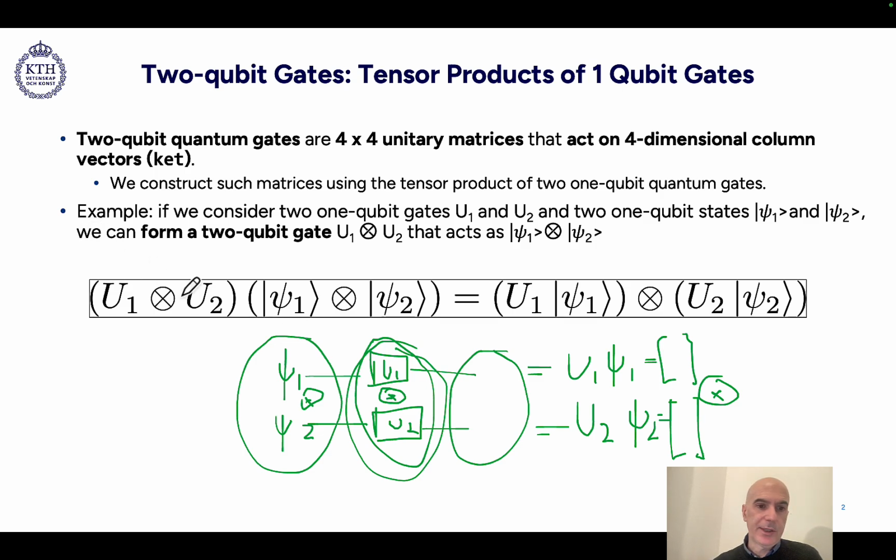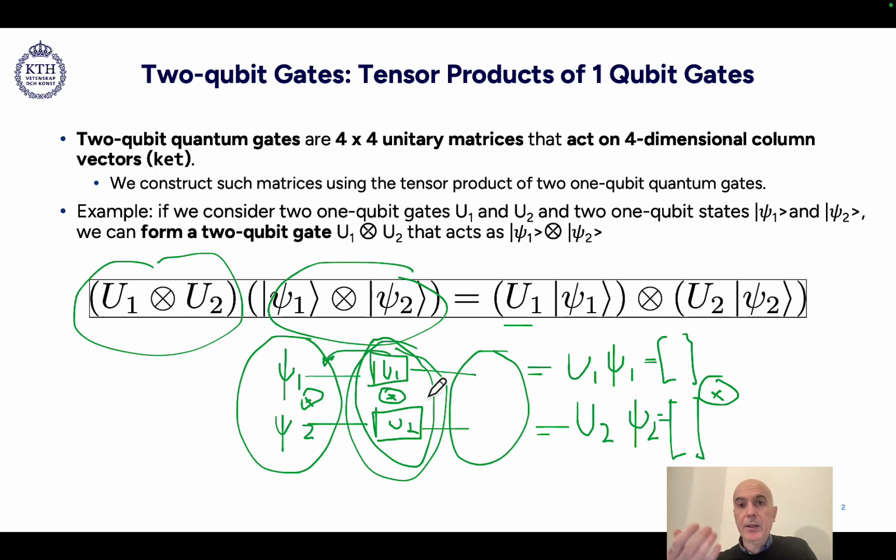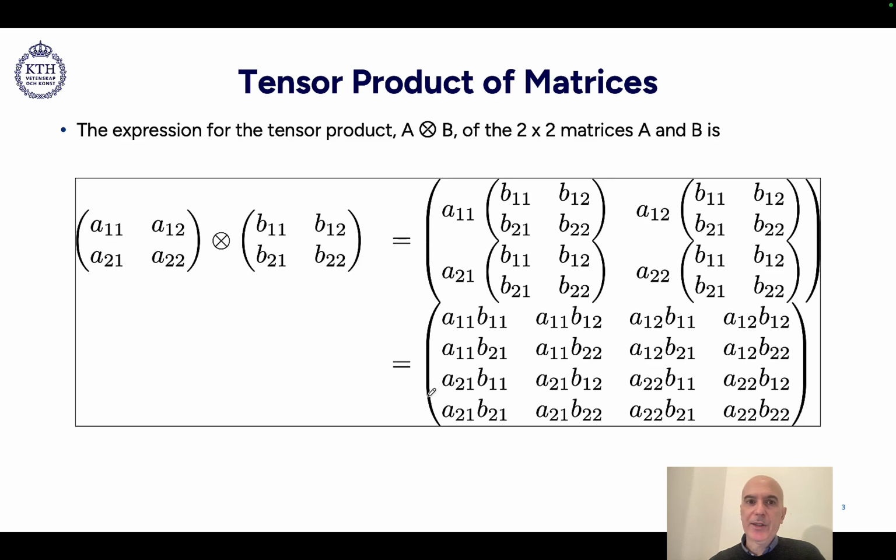So this formula you see here is nothing else than what I just described. If we take the tensor product of the two qubit states and we apply the tensor product of the gates, this will be equivalent to applying the single quantum gate to each single qubit, and then after that combining with the tensor product. We saw in the previous lecture how to combine vectors using the tensor product, and these slides present how to combine matrices by using the tensor product.